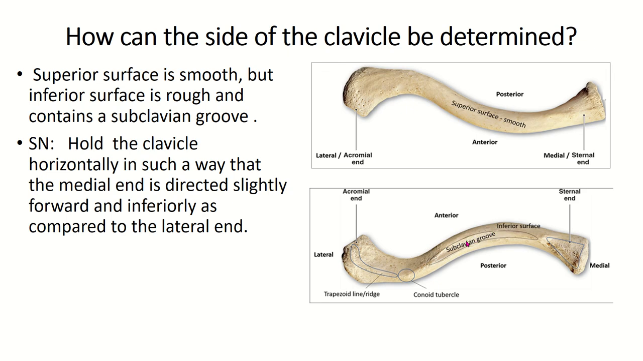Here is the attachment of the subclavius muscle, and the margin is attached to the clavipectoral fascia. There is also the conoid tubercle and trapezoid line, where the conoid and trapezoid parts of the coracoclavicular ligament are attached. Here the sternoclavicular joint is formed, a saddle variety of synovial joint. The acromioclavicular joint is formed here, a plane type of synovial joint.